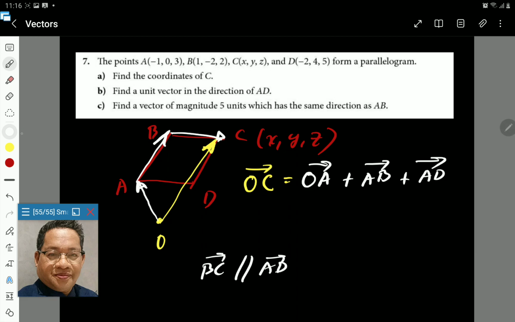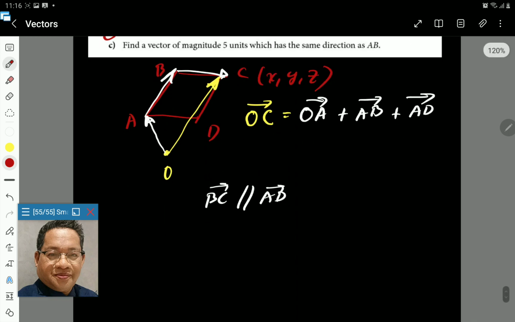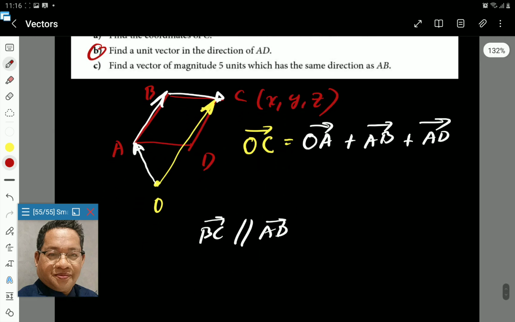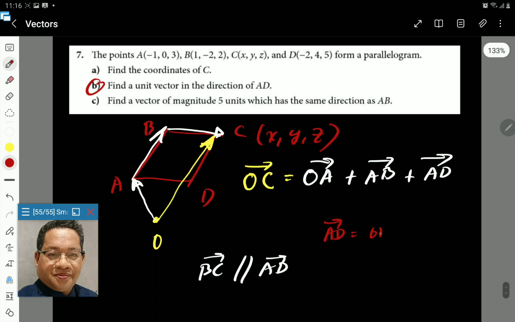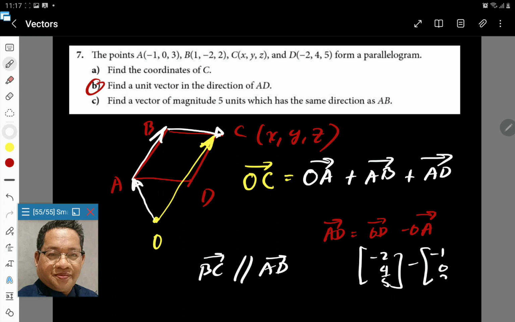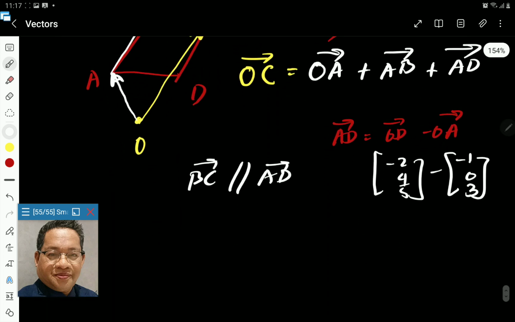Let's try to answer letter B. Letter B says find a unit vector in the direction of AD. So let's try to find the AD. Okay, AD is equal to OD minus OA, which is equal to negative 2, 4, 5 minus OA, which is negative 1, 0, 3. Alright, so therefore AD now is equal to negative 3, 4, 2.